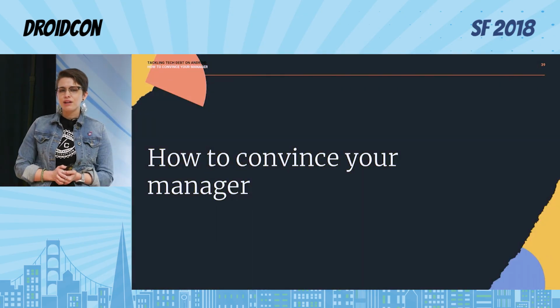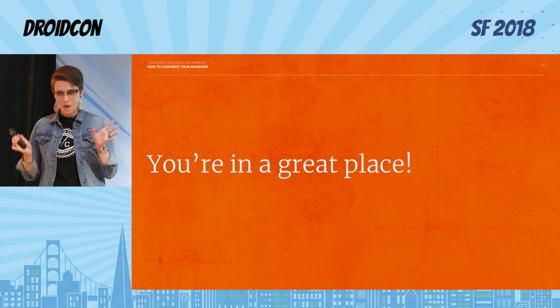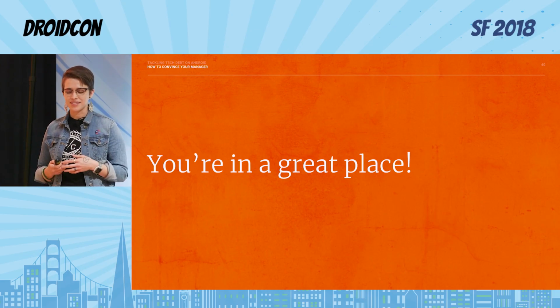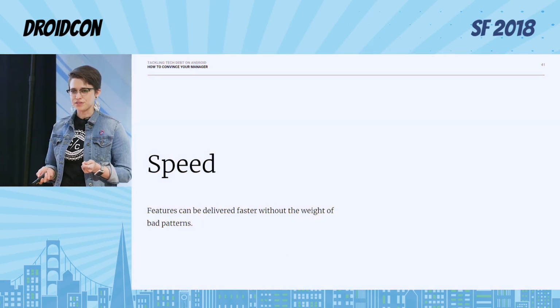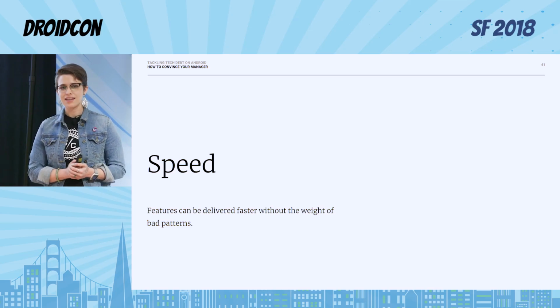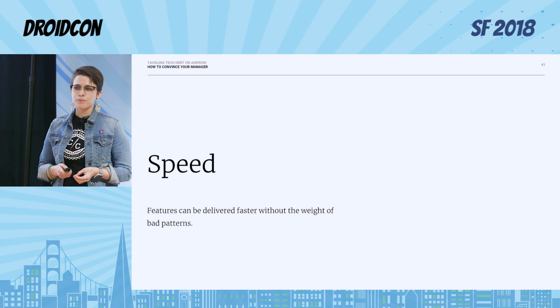So we come to how to convince your manager. Really, you are in a good spot, don't worry about it. But maybe your manager takes different ways of being persuaded. So let's look at a couple of different ways you can try to convince them. Maybe your manager likes speed. Well, features can be delivered faster without the weight of bad patterns. But eliminating tech debt isn't just about going faster.